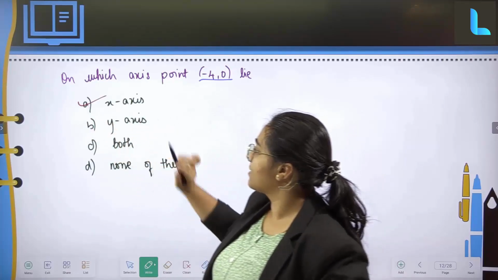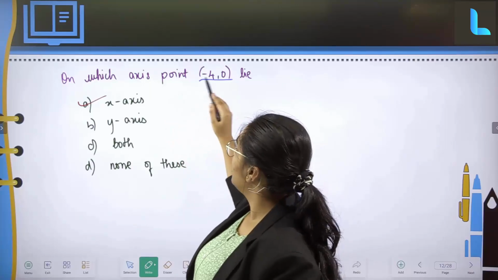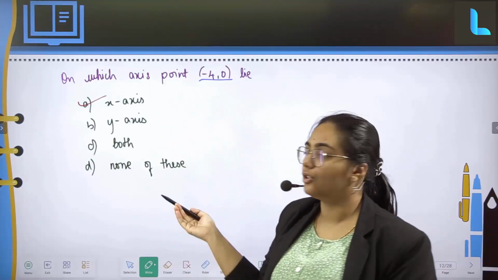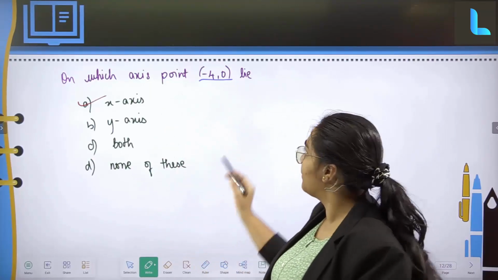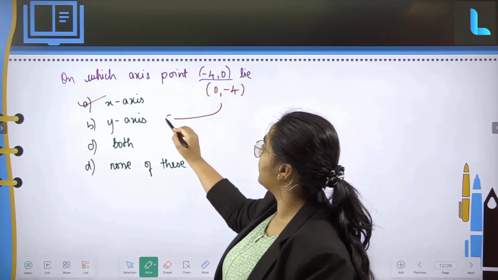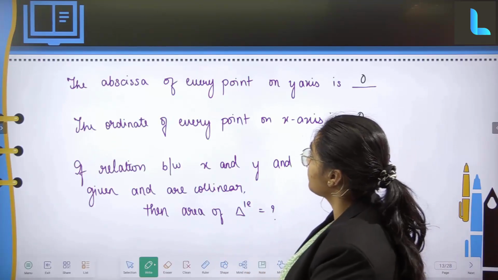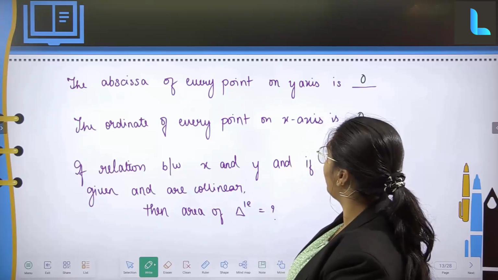Clear? So x-axis, y-axis, both, and none of these is what they have given. So minus 4 comma 0 is going to fall on the x-axis. Suppose the same question would have been 0 comma minus 4, then your answer would have been y-axis. Clear? Next question.